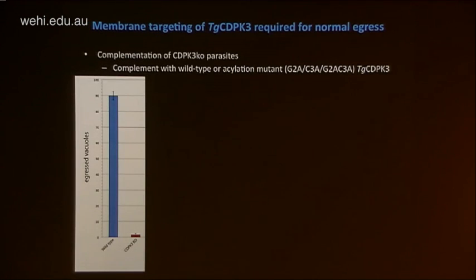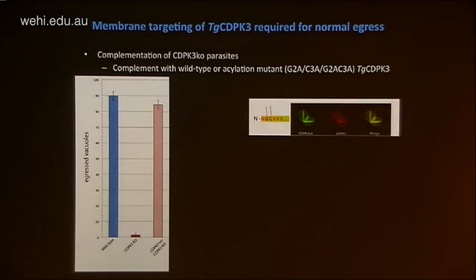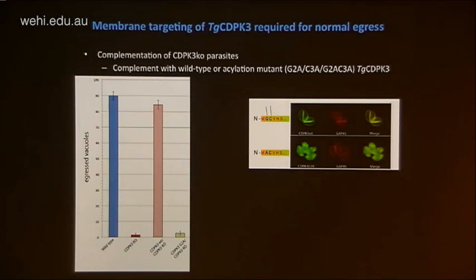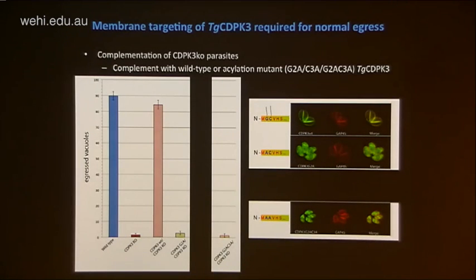So then the obvious question is, how does this cash out in terms of activity of the kinase? So here, I attempted to complement the knockout parasite strain with these N-terminal acylation mutation kinases. So when we complement the knockout strain with the wild-type copy of CDPK3, you see that normal egress is essentially restored. However, when you complement with the glycine mutant or the double mutant, you have essentially no rescue at all of the parasites.